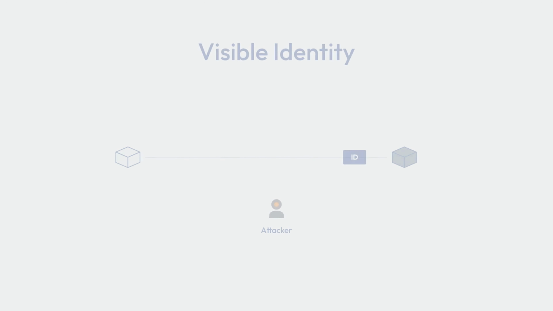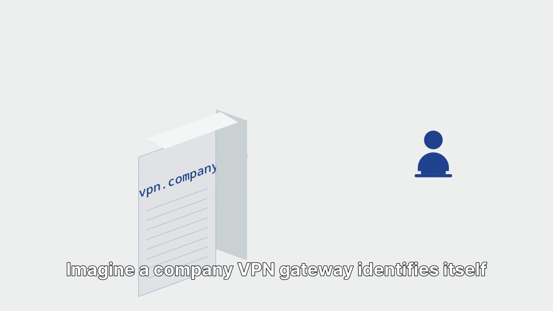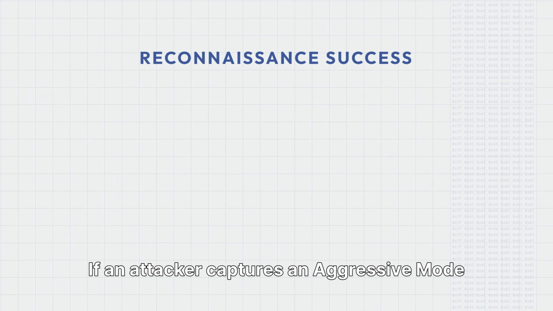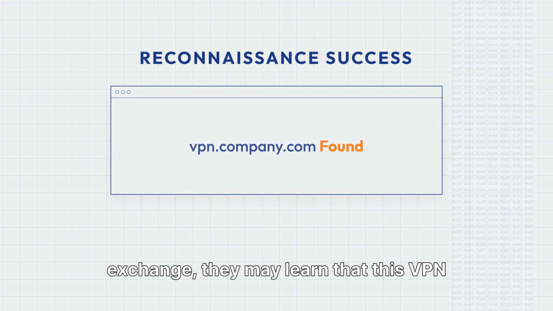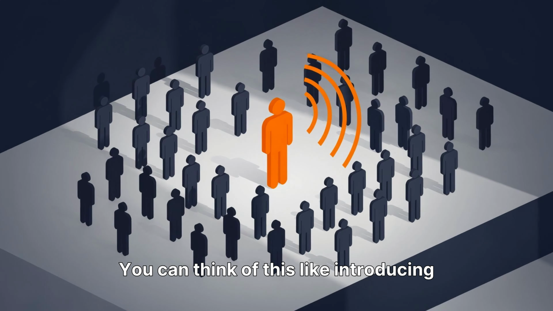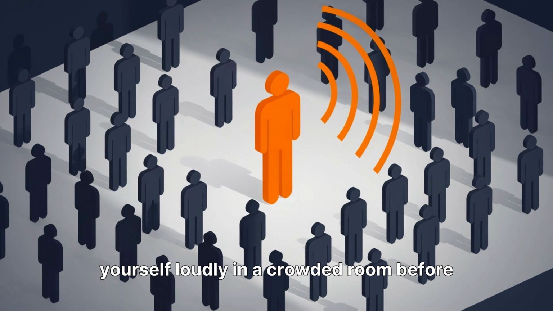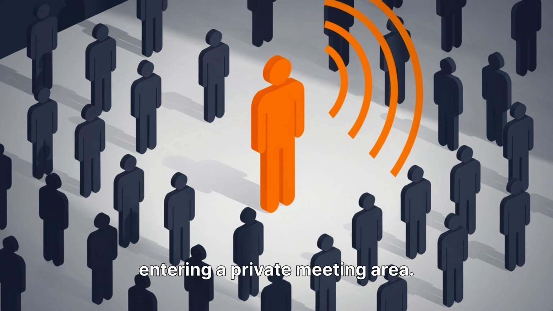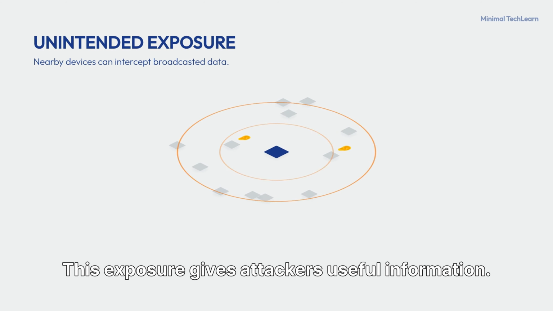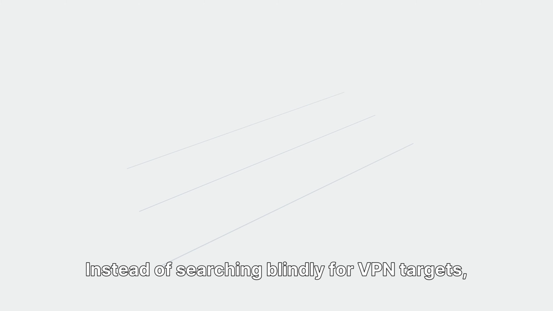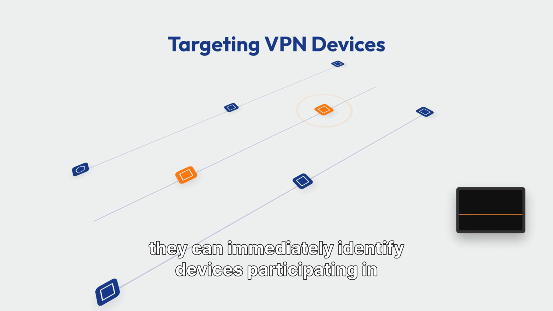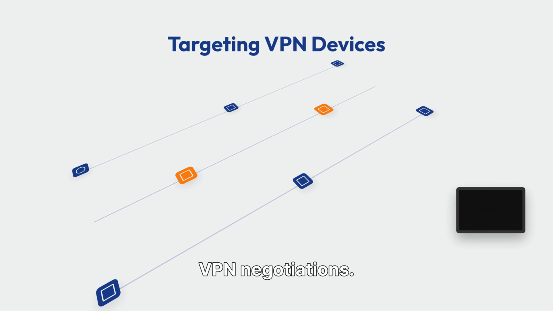peer's identity. Imagine a company VPN gateway identifies itself as vpn.company.com. If an attacker captures an aggressive mode exchange, they may learn that this VPN gateway exists and is accepting VPN connections. You can think of this like introducing yourself loudly in a crowded room before entering a private meeting area. Everyone nearby can hear who you are. This exposure gives attackers useful information. Instead of searching blindly for VPN targets, they can immediately identify devices participating in VPN negotiations.